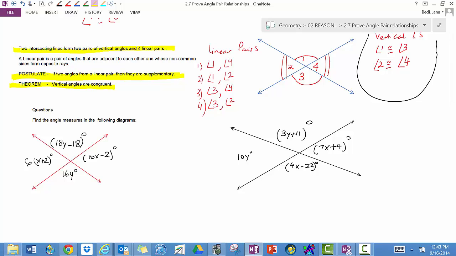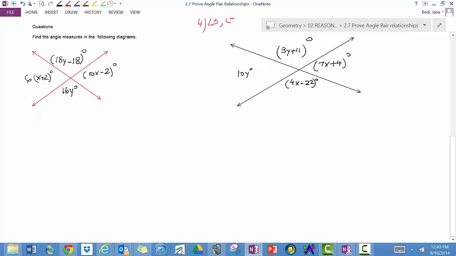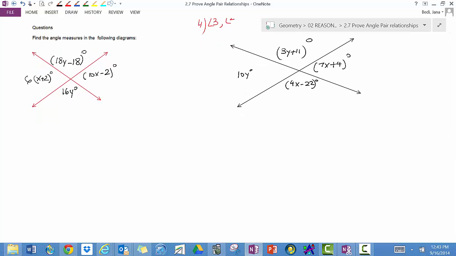Let's just work the following examples. You are given two intersecting lines in each case. Let's number these problem 1 and problem 2. In each case, you need to find the measures of the angles. So the first thing we're going to do is find the values of x and y. So we go on a little hunt here, and we look to see what equations we can set up.